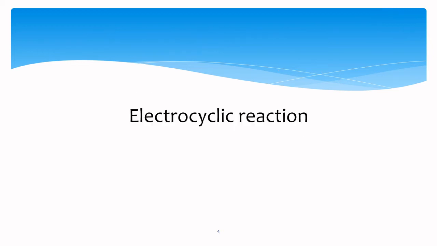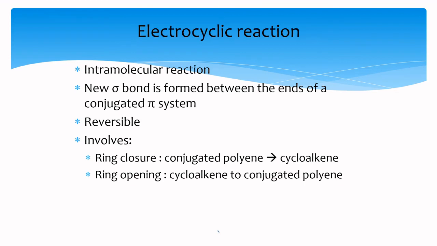Electrocyclic reaction is also known as an intramolecular reaction, meaning it only occurs within the molecule itself. Normally, a new sigma bond is formed between the ends of the conjugated pi system. And this reaction is reversible, meaning it depends on the condition. Electrocyclic reaction normally involves two processes. The first one is ring closure. Ring closure involves a conjugated polyene becoming a cycloalkene.